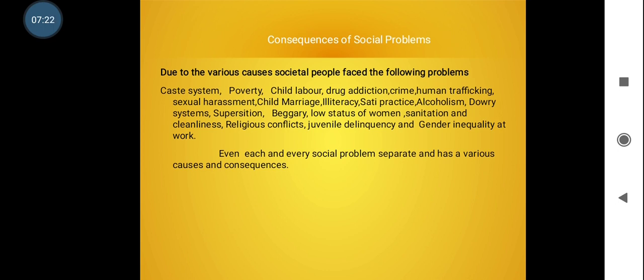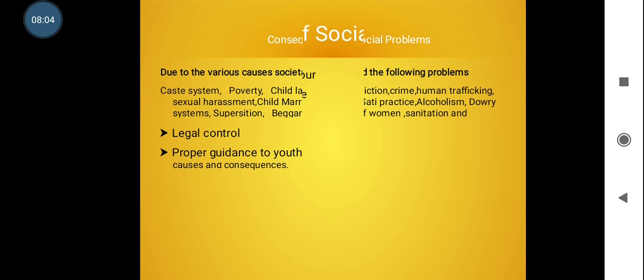Then consequences and types of social problems. Due to the various causes, societal people faced the following problems: caste system, poverty, child labor, drug addiction, crime, human trafficking, sexual harassment, child marriage, illiteracy, sati practice, alcoholism, dowry system, superstition, beggary, low status of women, sanitation and cleanliness, religious conflicts, juvenile delinquency, and gender inequality at work. Each and every social problem is separate and has various causes and consequences.